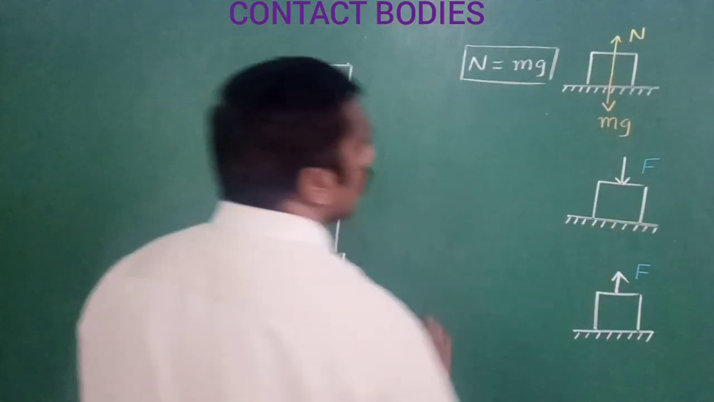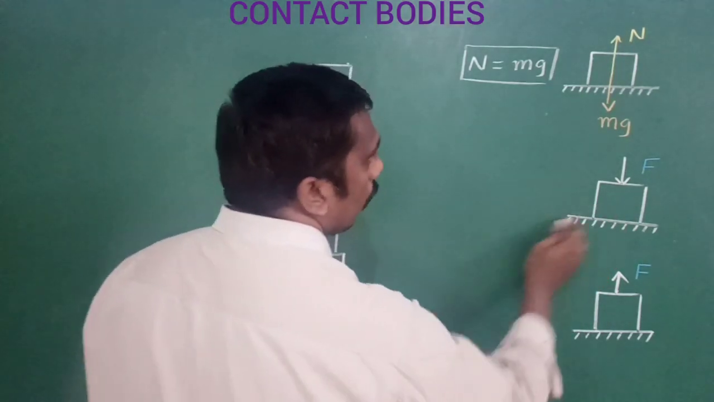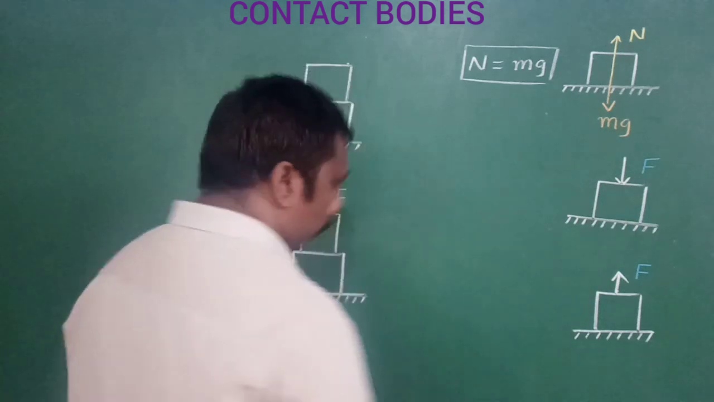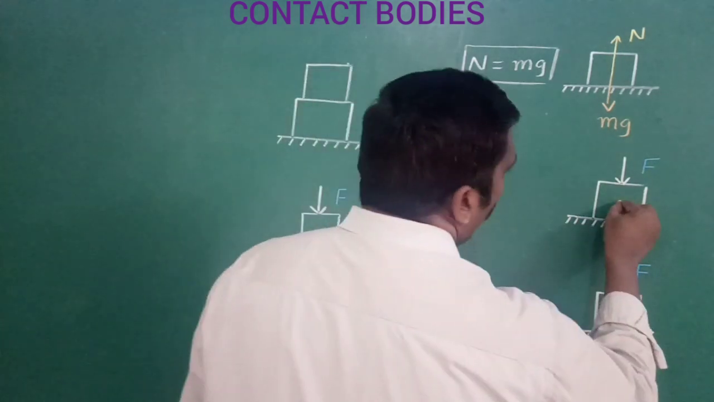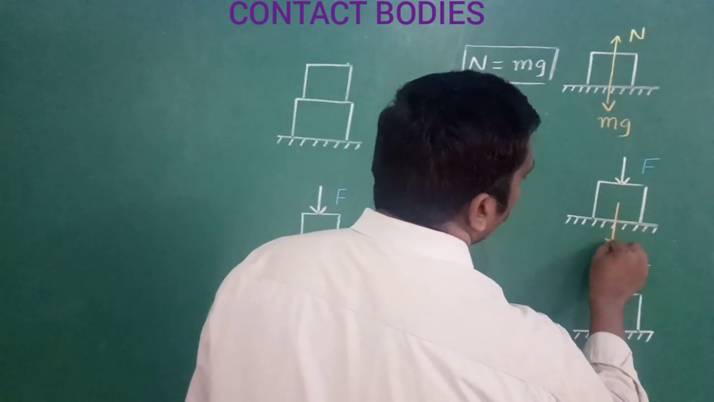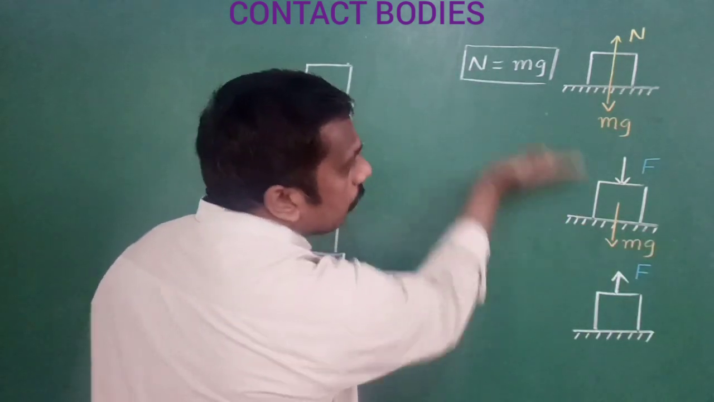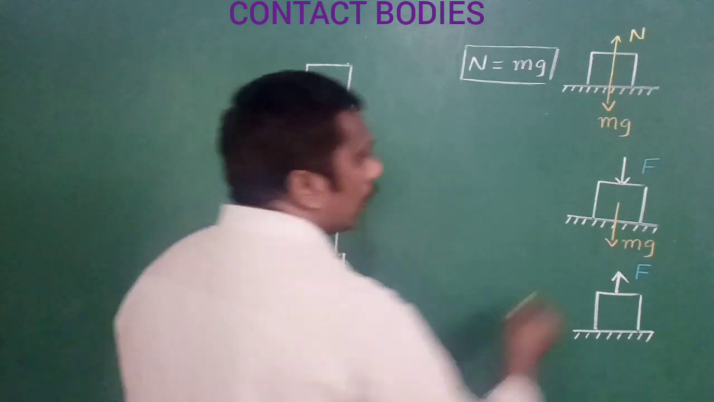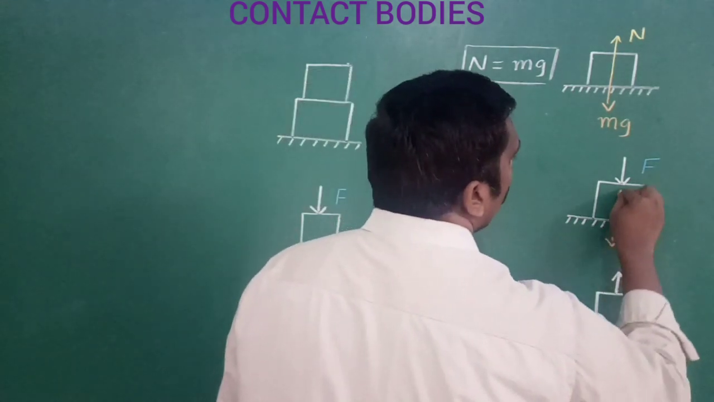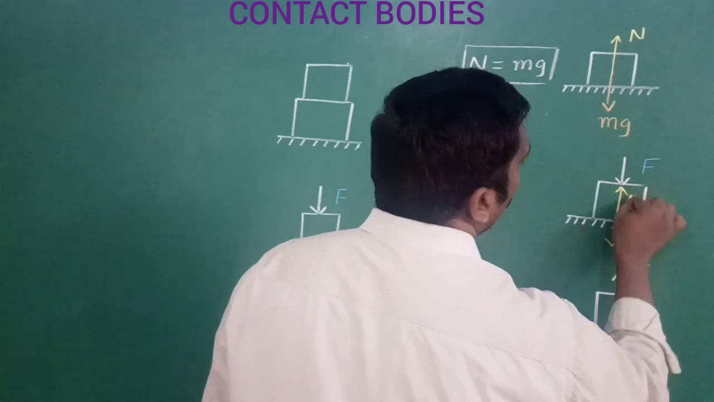Come to this case. In this case, applied force is acting in downward direction. Block weight is acting in downward direction. The ground exerts some force in upward direction, that is the normal reaction. Normal reaction is acting in upward direction.